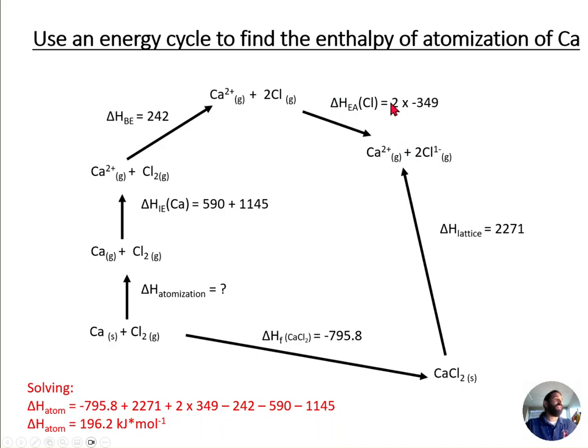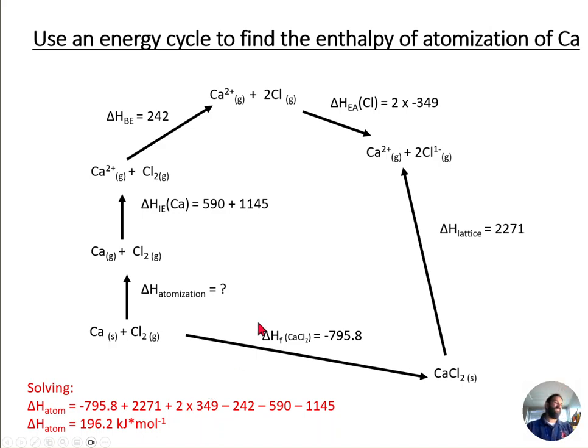The next arrow I encounter is the electron affinity. We're going against that one, so it's 2 times negative 349, and we need 2 times positive 349. We flip the value. For the next arrow, we're going against, and it's 242, so we subtract 242, minus 590, minus 1145, and you should have gotten 196.2 kilojoules per mole.